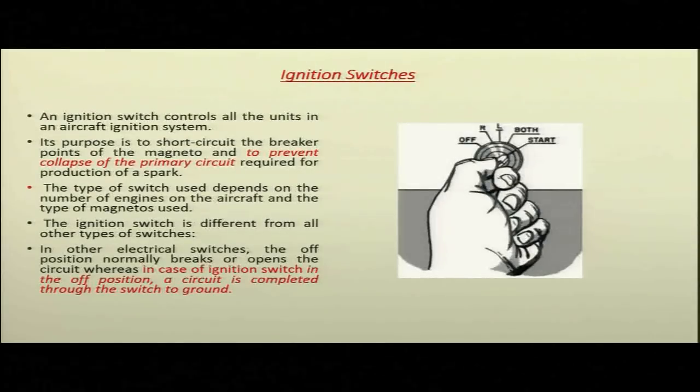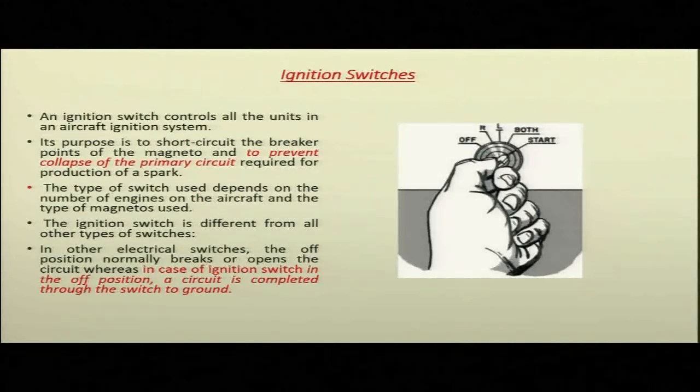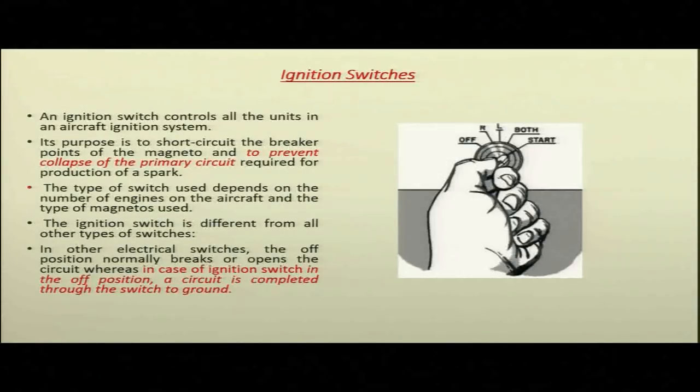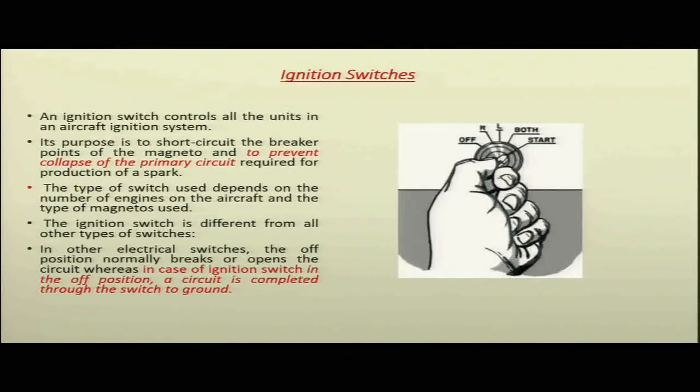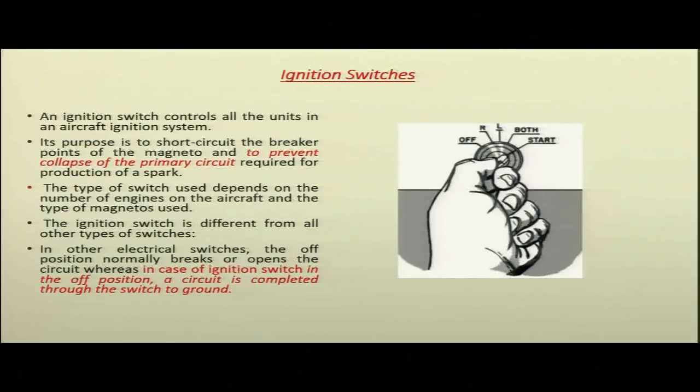The ignition switch is different from all other types of switches. In other electrical switches, the off position normally breaks or opens the circuit. But in the case of the ignition switch, in the off position, a circuit is completed through the switch to ground. So, this is a very important point. In an ignition switch, a circuit gets completed through the switch to ground in the off position, whereas in normal switches, in the off position, the circuit breaks or opens.